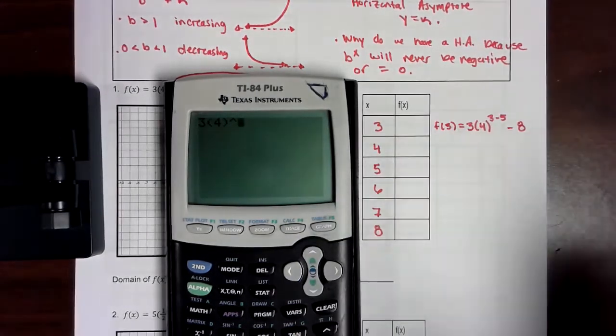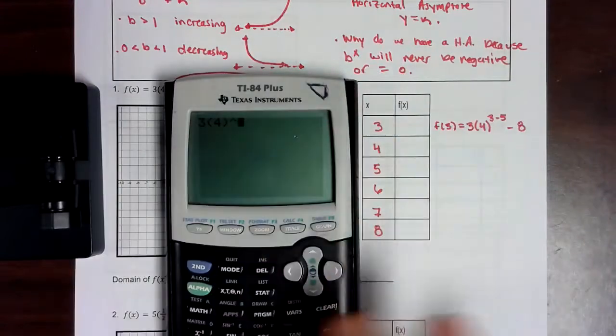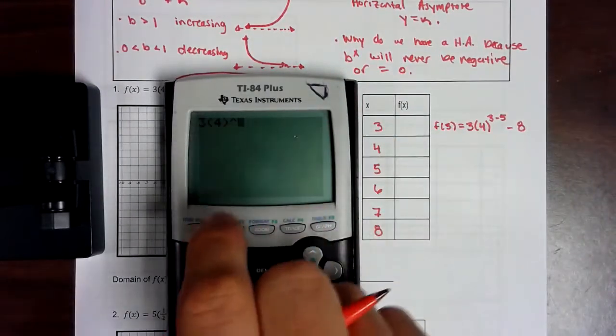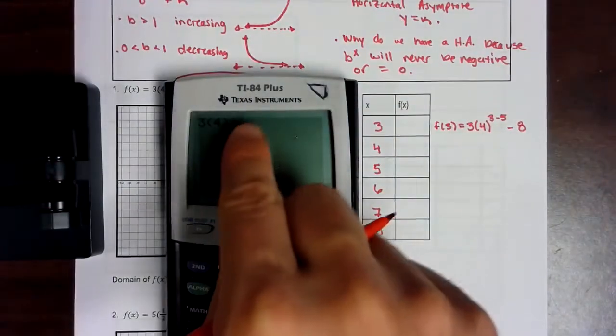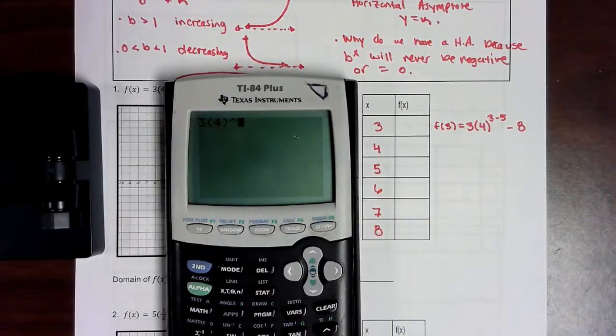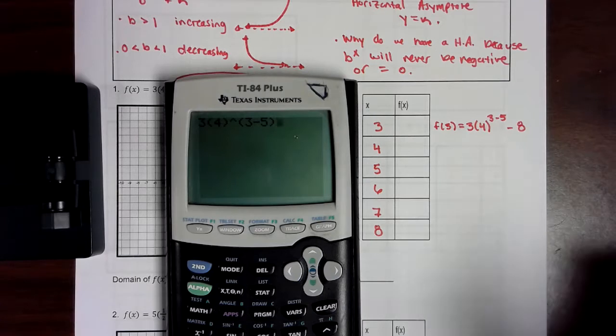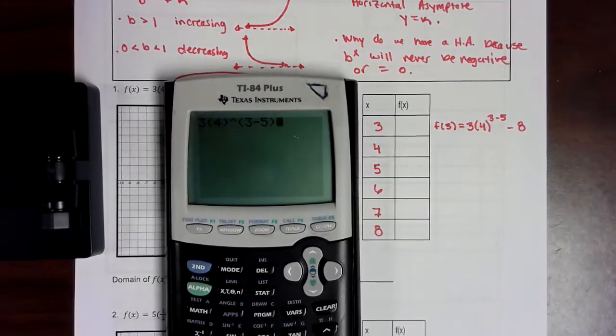all in at once. So if I do that, this is an older model calculator where it won't actually shift my cursor to be the exponent. It just displays the exponent button. So I need to put what my exponent is in parentheses. So that 3 minus 5 needs to go in parentheses, so the calculator knows that the exponent is whatever 3 minus 5 is.